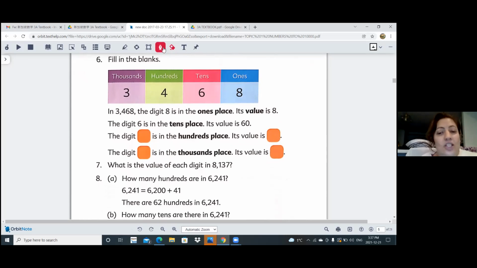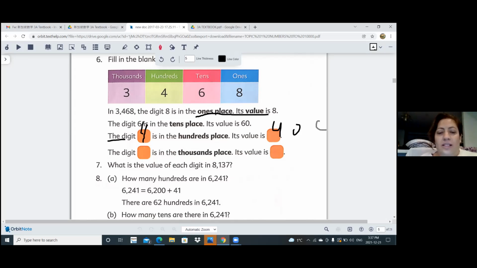In the number 3,468, the digit 8 is in the ones place. As we know, its value is 8. The digit 6 is in the tens place. And as you guys know, the value is 60. What digit is in the hundreds place? Arthur? The digit 4 is in the hundreds place. And its value is what, Arthur? Its value is 400. Thank you.